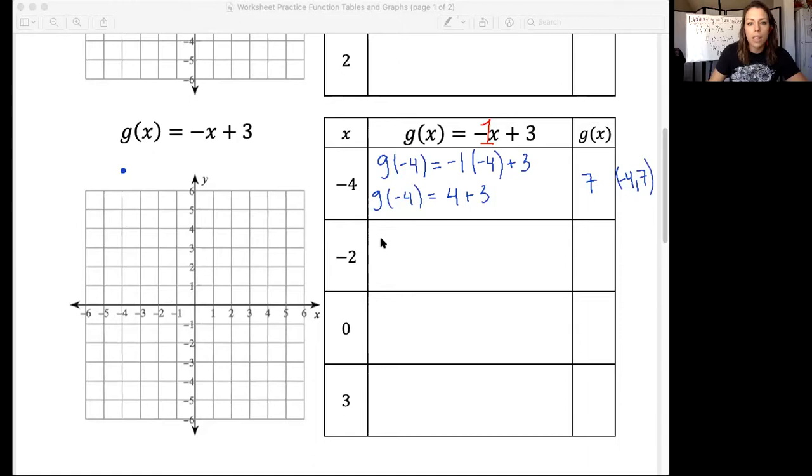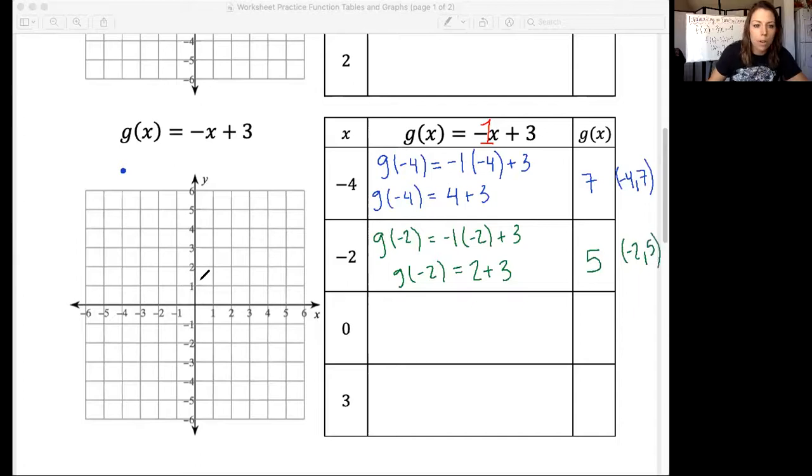Okay, moving on, let's go ahead and do g of -2, which is -1 times -2 plus 3. g of -2: -1 times -2 is 2, plus 3 is 5. So -2 gave me an output of 5. And there we go. Now, you can start to imagine, because this is a linear function again, your solution should end up on a straight line.